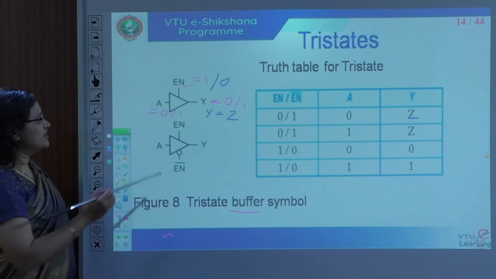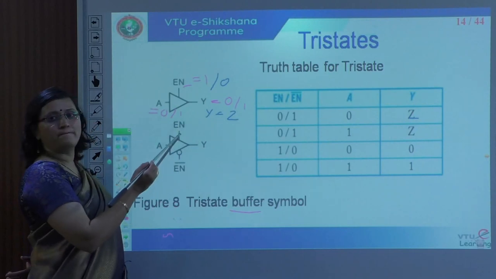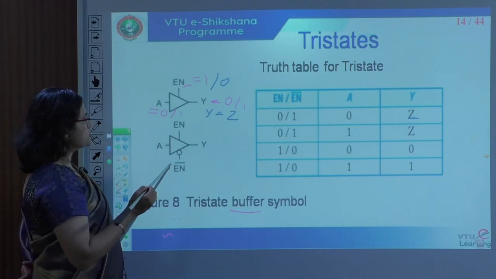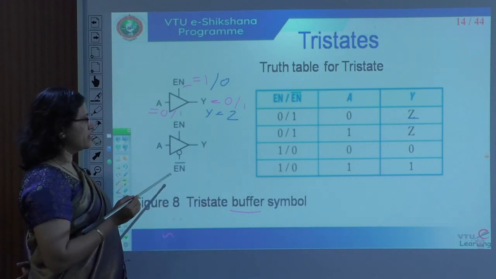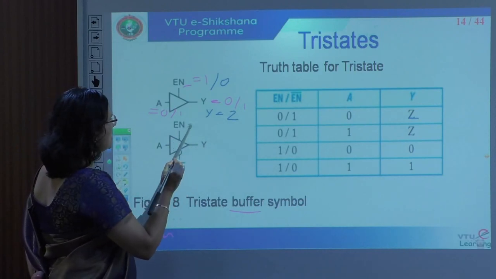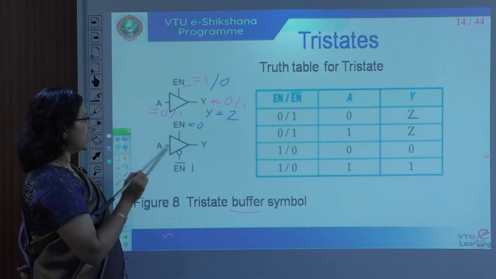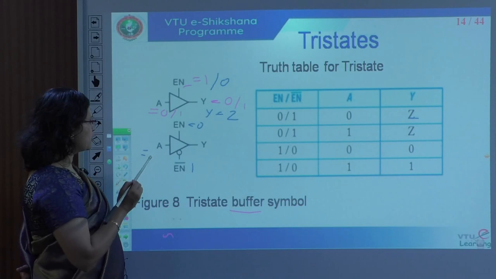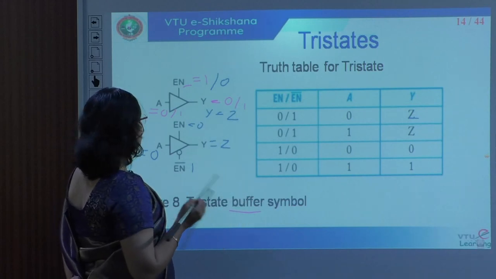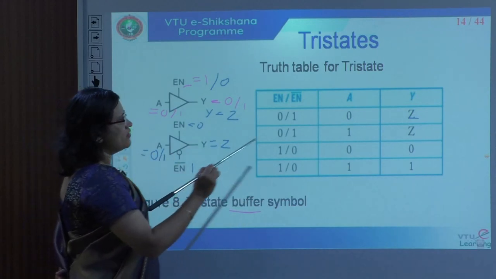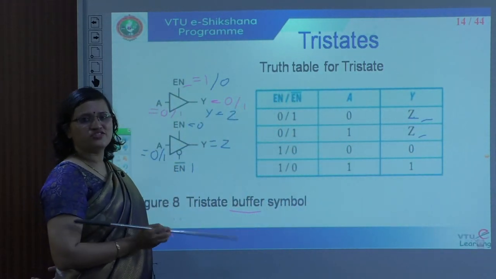Okay, so the tri-state buffer can also be realized with the true and complementary enable signals. So that is enable and enable bar. You can see the function table over here. If your enable signal is 0, obviously your enable bar will be 1. Then whatever value you give across your A input, the output will be in high impedance state. If you give A as 0 or A as 1, there is no change in the output. The output will be in the high impedance state.